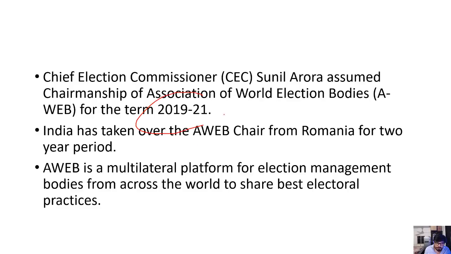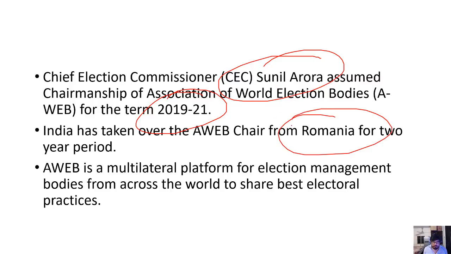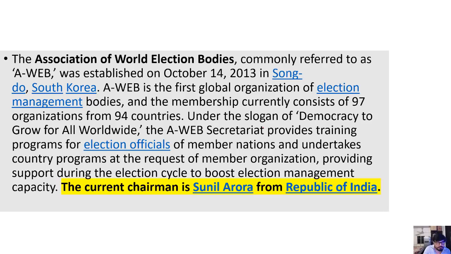In 2019-21, for this particular term, Sunil Arora, the former CEC, assumed chairmanship of this AWEB body. Okay, he is serving CEC, and this time we have taken chair from Romania. So that's important multilateral platform for election management bodies, and the details are given here. In 2013, Songdo was the area in South Korea where they established this body, and they proposed this important institution. Now current chairman is Sunil Arora from Republic of India.